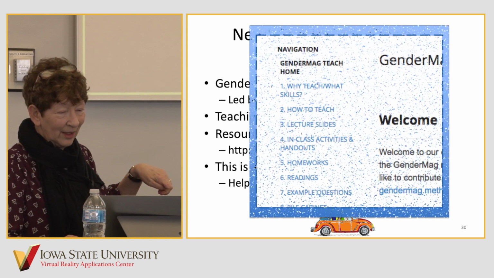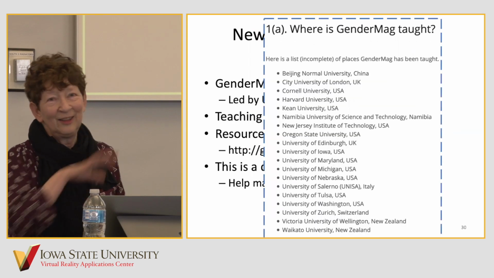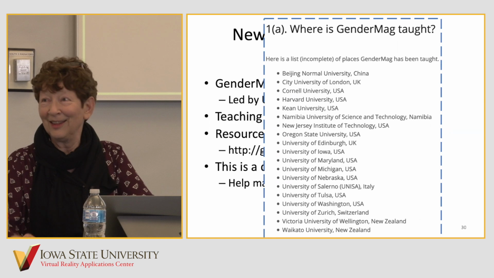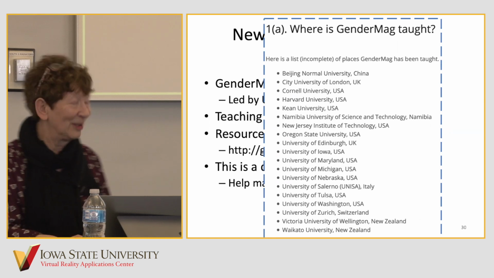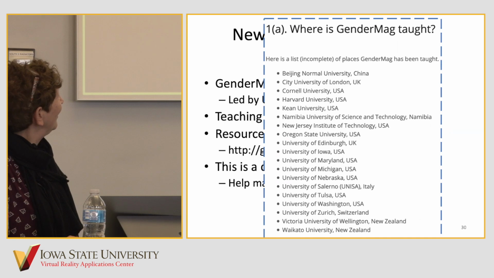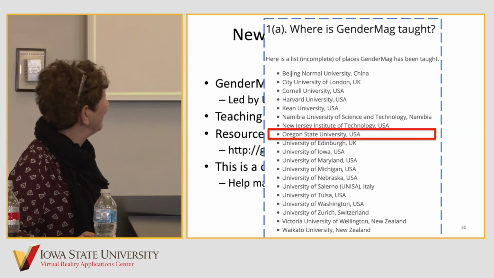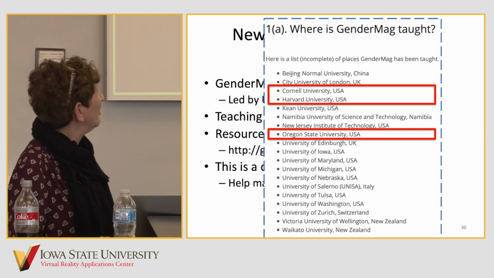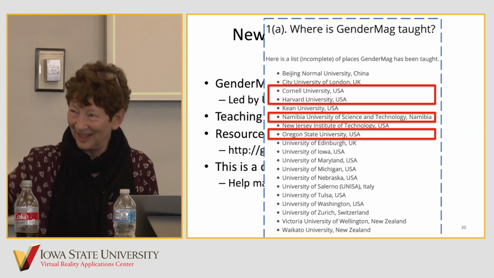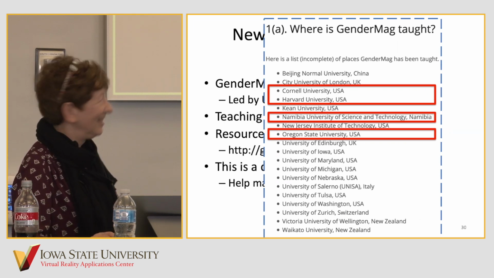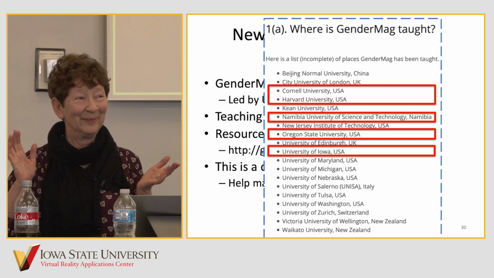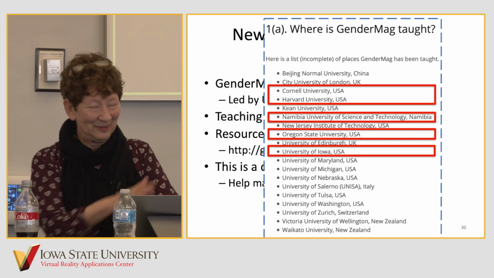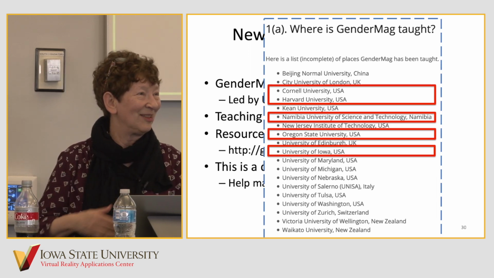You may be wondering, where has GenderMag been taught so far? We've only been working on this for about a year, and this is not the most updated list because I didn't capture the screenshot from earlier today. But look who's on here. Oregon State, surprise, that's where I'm from. Cornell and Harvard, famous places, yay. Namibia University of Science and Technology, where Anish is from. University of Iowa, your competition. Where are you? You could be on this list. If you start teaching with it, please let me know, and I'll add you to the list.